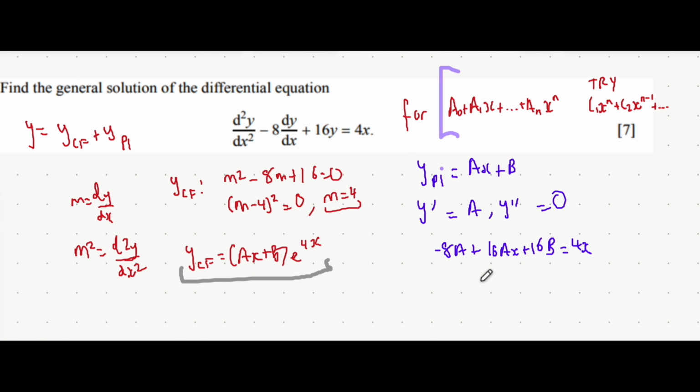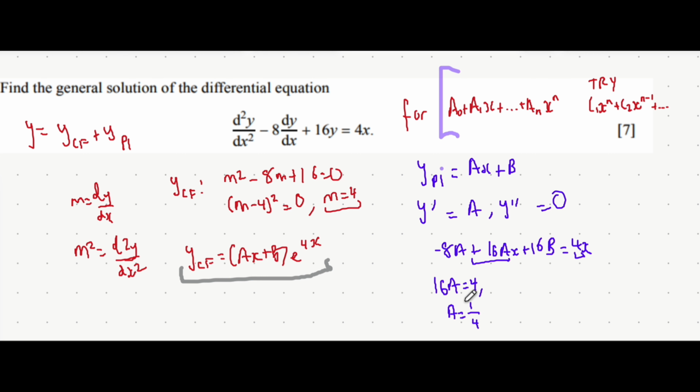Okay, now matching this up, first of all, looking at the coefficients of x, we can say that 16a is all equal to 4. So let's write that out. 16a equals 4. We can divide both sides by 16 to get that a is equal to 4 over 16, which is just 1/4. So let's write that out. 1 over 4.